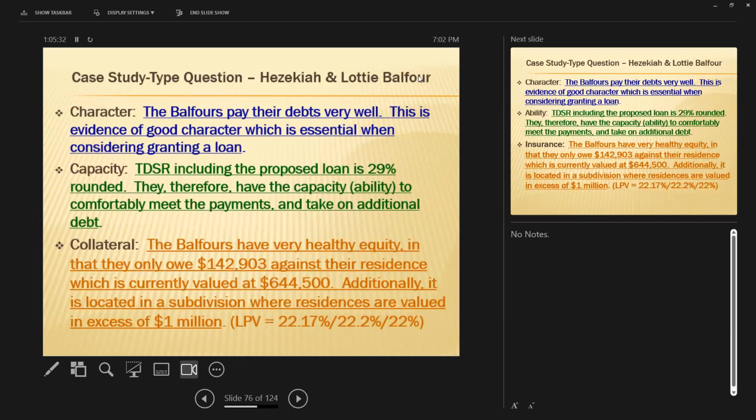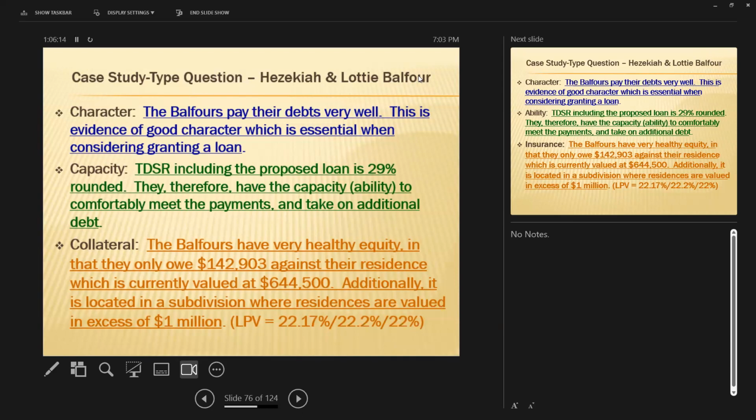Okay, so here are some pet answers. So character: the Balfours pay their debts very well. This is evidence of good character, which is essential when considering granting a loan. Again, you don't have to. I think Carrie asked about this in a previous class. You have to say this is evidence of good character. It's essential when considering or granting a loan. For the sake of this class, you don't have to, but certainly in the workplace, you would want to say that, because you're not going to just have it saying character and then write down that the Balfours pay their debts very well. This is evidence of good character. So it's showing that you are addressing character.